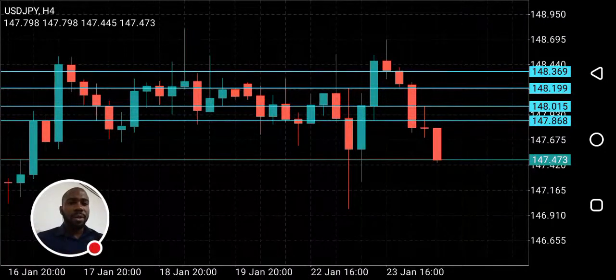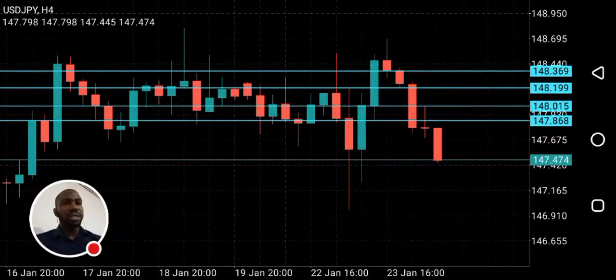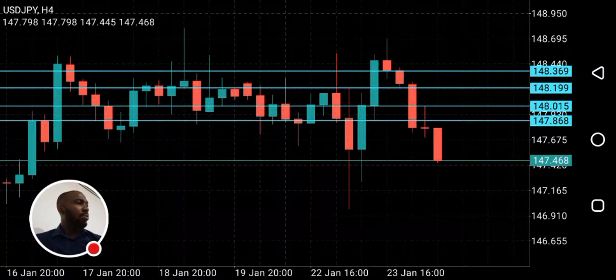Wait for price to pull back on USD JPY before you sell, unless maybe you've already opened the trade. Okay, you can let it run. You should be in profit if you had entered earlier, so you can let it run. But if you have not entered any trade on USD JPY, wait for price to pull back before you sell.